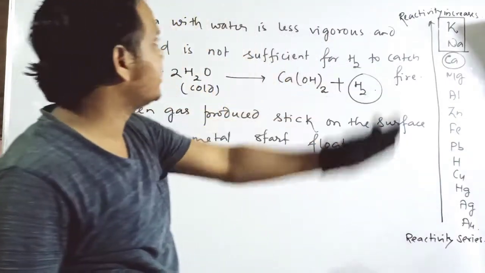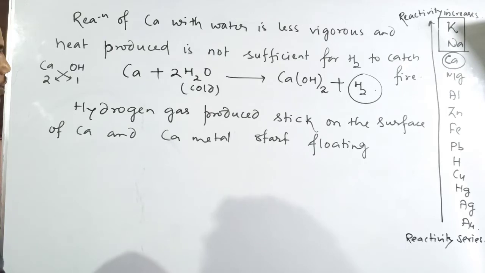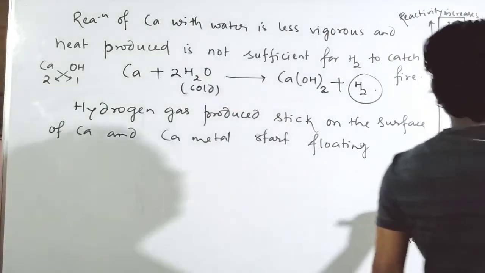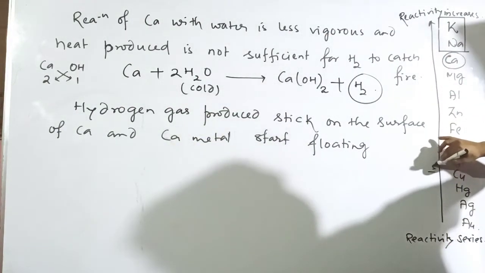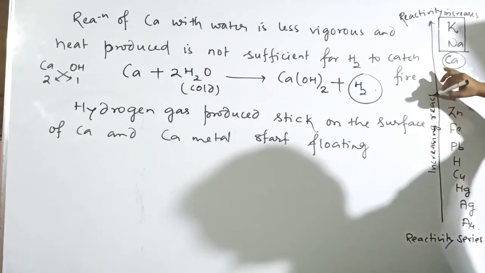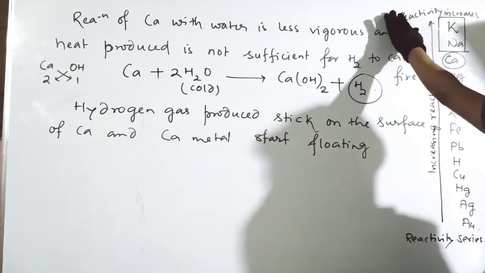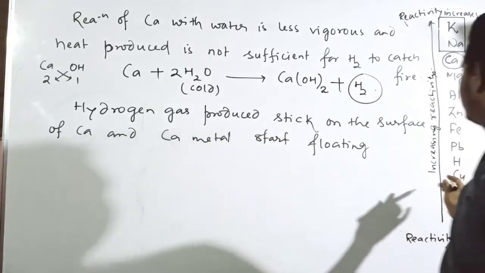So highly reactive is potassium, then sodium, and then... Okay. This is the increasing order of reactivity. Increasing reactivity means above metals are more reactive, below metals are less reactive.